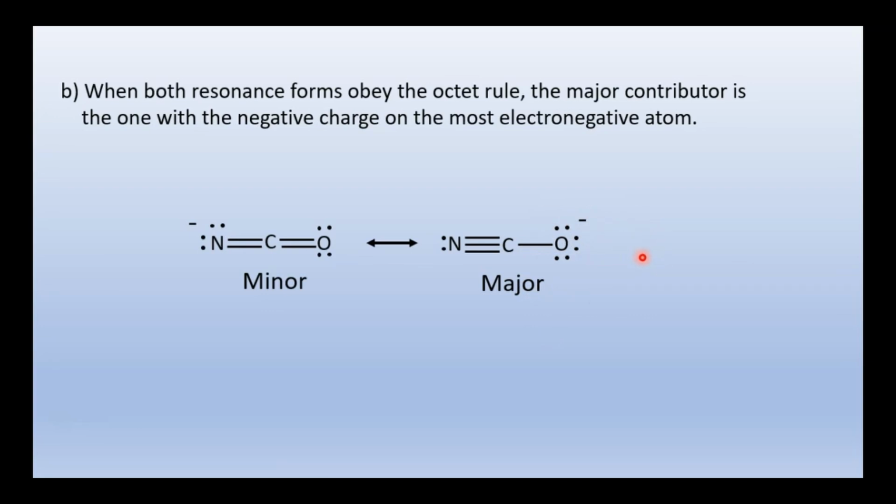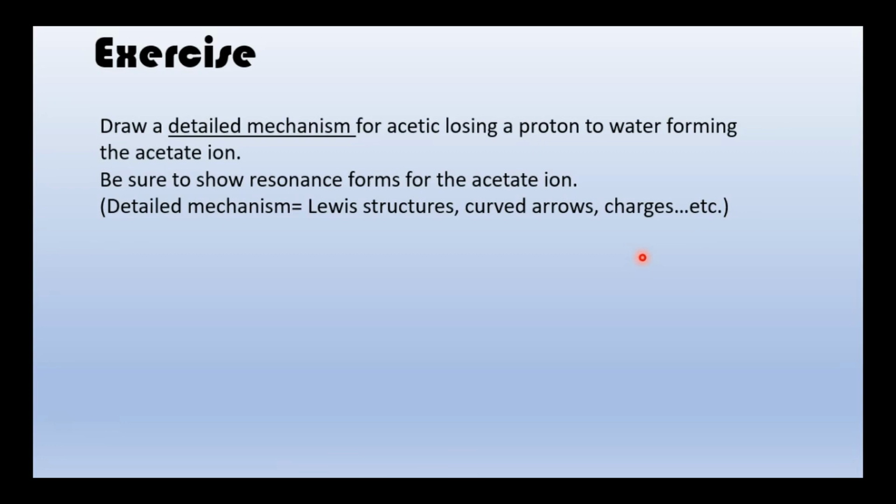Negative charge is a little easier to deal with thinking of electronegativity. The more electronegative atom is going to be the most pleased with the negative charge. Or we can say when both resonance forms obey the octet rule, the major contributor is going to be the one with the negative charge on the most electronegative atom.